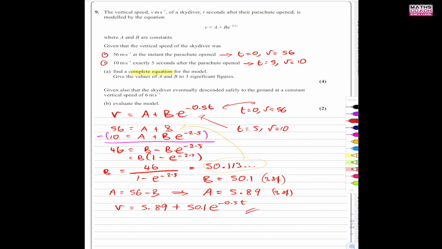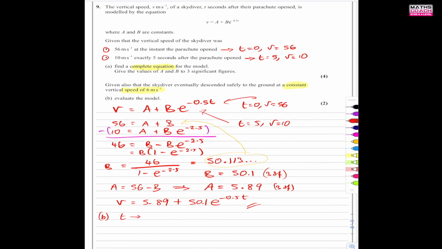For the next part, it says, given that the skydiver eventually descends safely to the ground at a constant speed of 6 meters per second, evaluate the model. For this part, as the skydiver descends, its speed eventually becomes a constant speed of 6. So as it descends, we want the speed to eventually become a constant value. But let's see what the model tells us. For large values of t, we want to see if the speed eventually becomes a constant value.